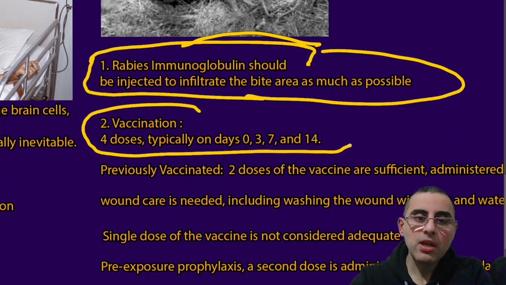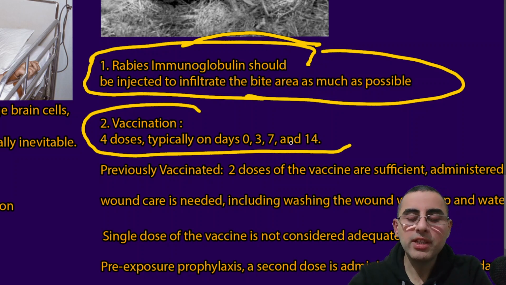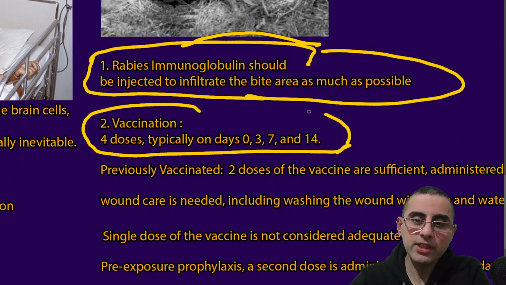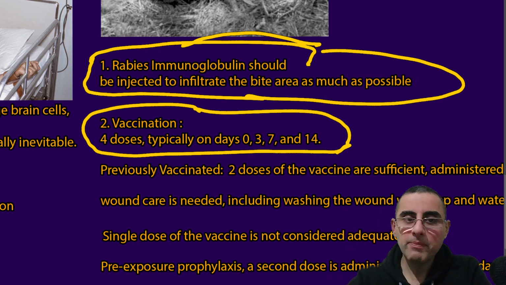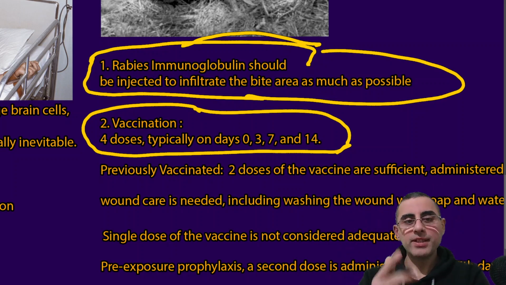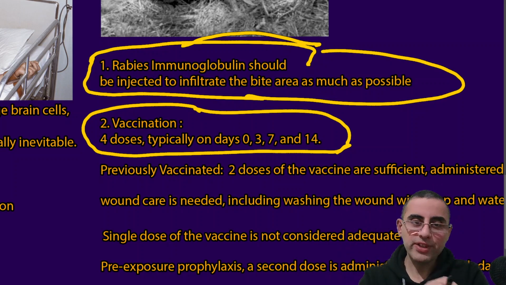Second, what we do is vaccination. Vaccination includes 4 doses, typically on day 0, day 3, day 7, and day 14. So we need 4 vaccinations. So the first injection is on the site. It's immunoglobulin. It's not vaccine, it's immunoglobulin.